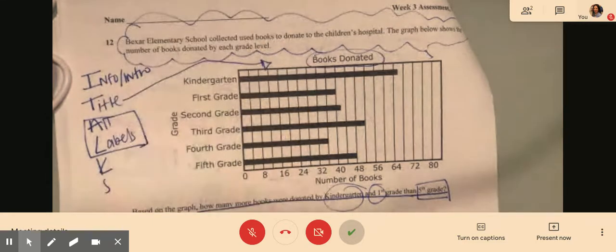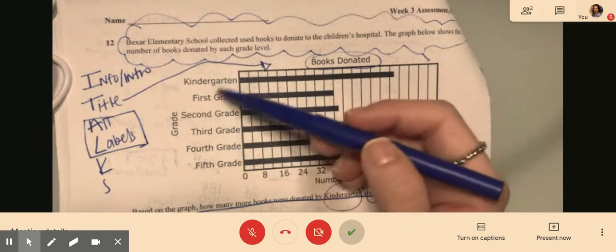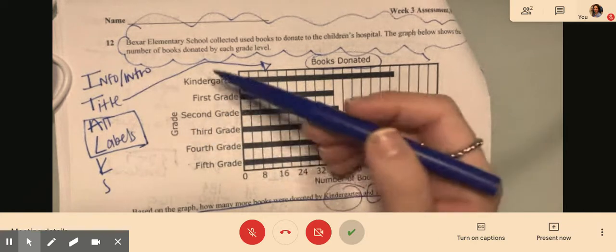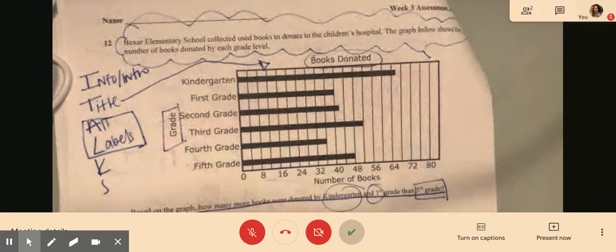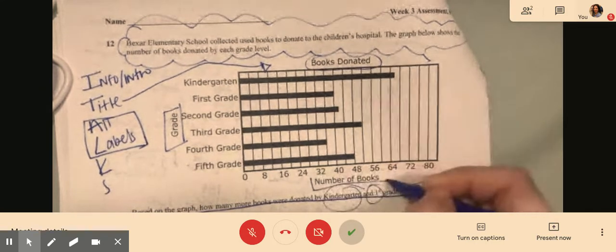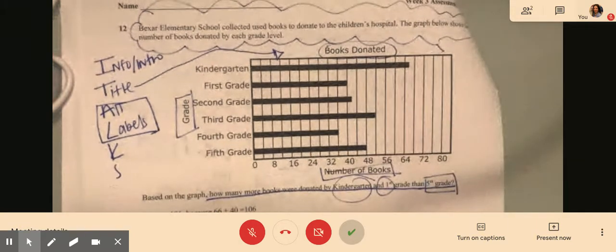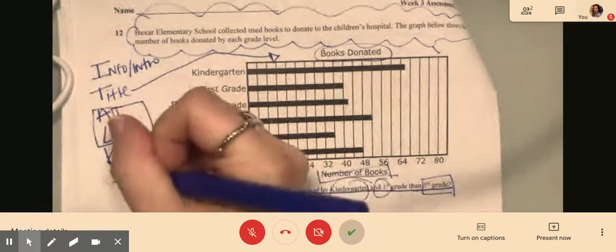The A stands for all labels. So all the labels of your graph, you're going to put inside a box so you know what they're talking about. In this side, you can get confused because here there's words and the grade levels plus grade. So the label for this side of the graph is grade. So I'm going to box in grade. And the label for this side of the graph is number of books. So my two labels are grade and number of books. The K stands for key. In this case, we do not have a key.